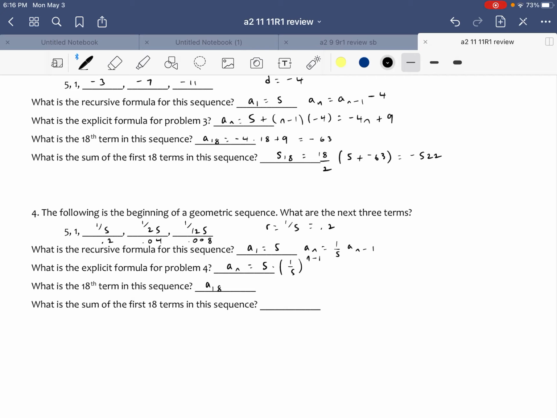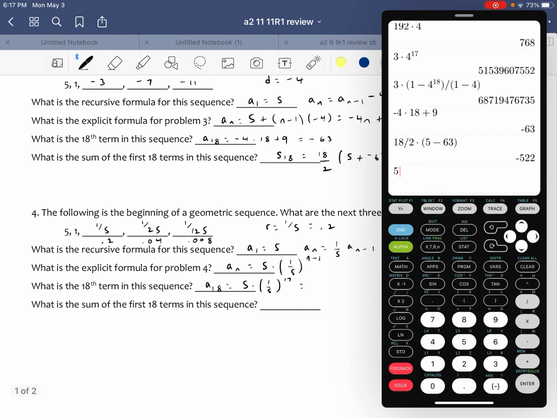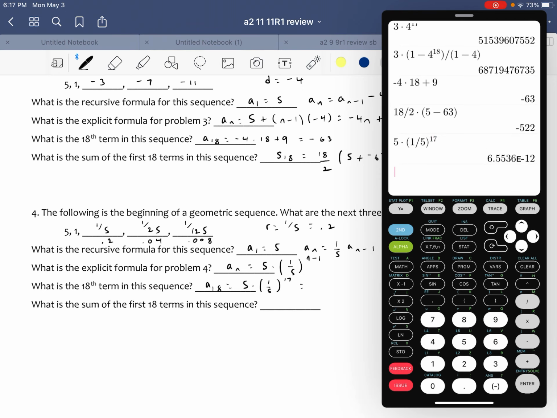If I want the 18th term, I'm going to use the explicit, and I'm going to put in an n for an 18. So that'll be 1/5 to the 18 minus 1, which would be 17. If you want to use the 0.2 instead of the 1/5, that's fine. 6.5536 times 10 to the -12th. Tiny number.